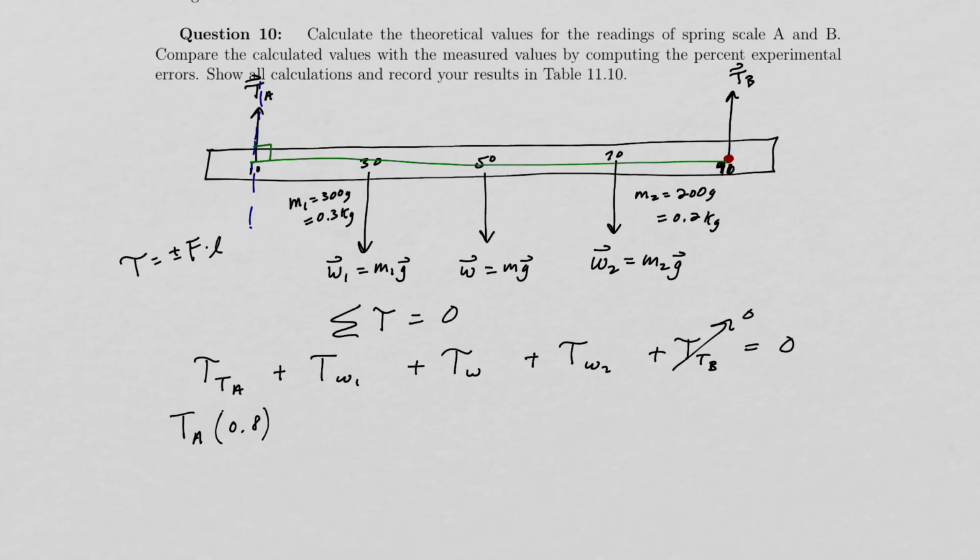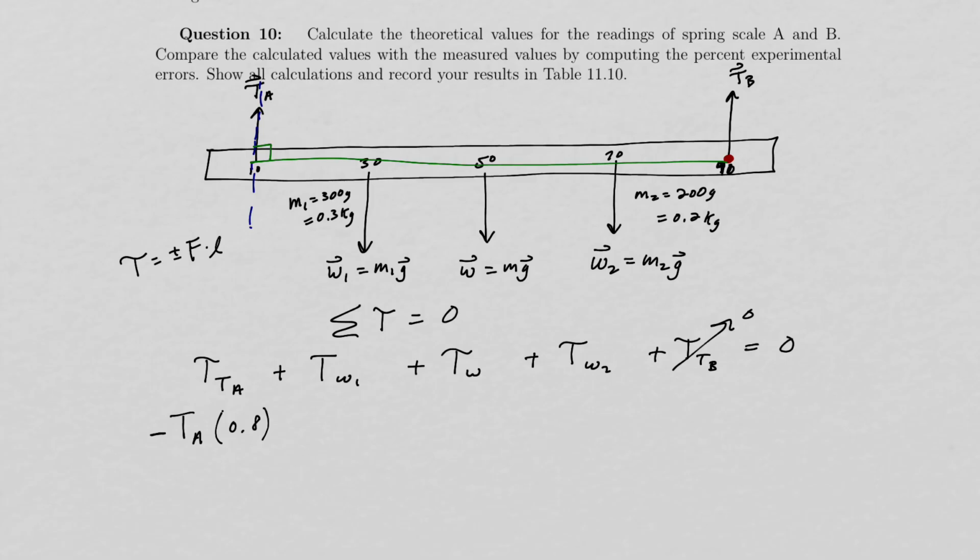And then the only other question is, is it positive or negative? Well, if TA were the only force acting, how would it rotate the meter stick about this axis of rotation at 90? It would rotate it clockwise, right? And by definition, that's a negative torque.